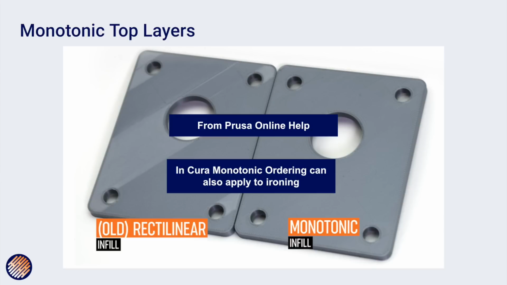So what are monotonic top layers? If you look at this picture here, you'll see on the right a print with monotonic top layers, and on the left with it off. And what it says is always print in one direction. So keep printing in the same direction over and over again, so that way the surface is most likely to be perfectly smooth. This feature was introduced in Prusa first and then copied by Cura. Next feature is very interesting.